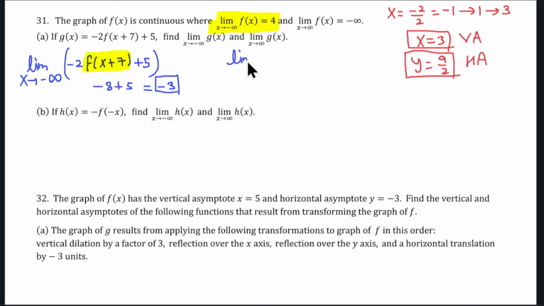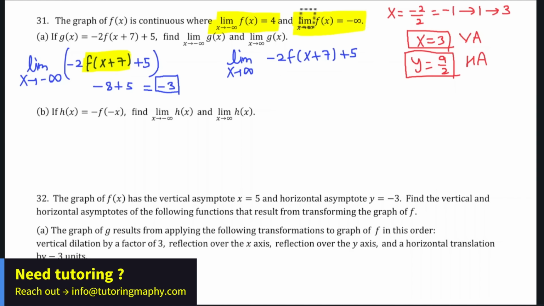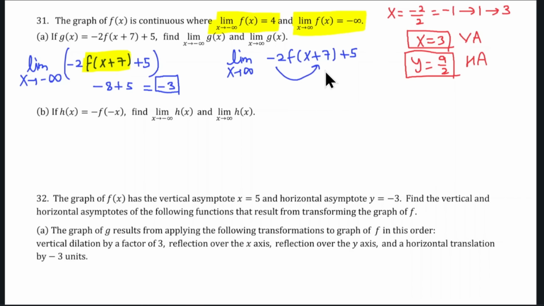And when I talk about infinity, limit x approaching infinity of -2 f of x plus 7 plus 5. When this function is going to infinity, you can see that it will behave the same as limit x approaching infinity of the function, which is -infinity. So -2 times -infinity is, remember, positive infinity, and positive infinity plus 5 is still positive infinity. So be careful because this negative sign just flips the answer from -infinity to infinity. So be advised.